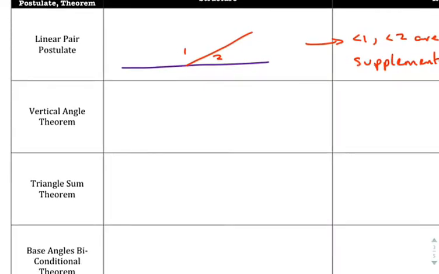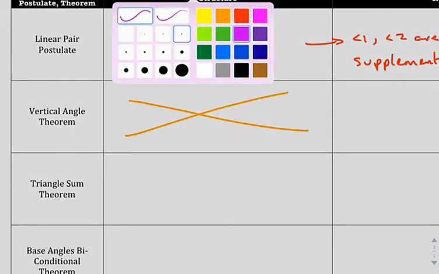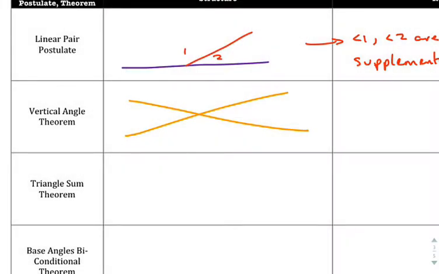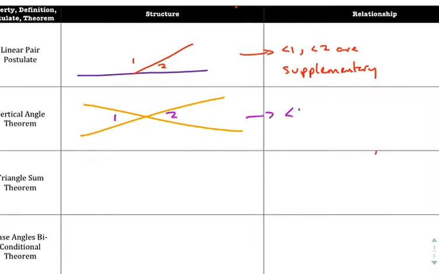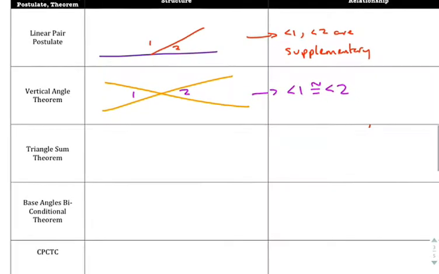Okay, let's talk vertical angle theorem. So vertical angles are the result of an intersection. So we have, let's say, angle 1 here and angle 2 here. This demands that angle 1 is actually congruent to angle 2. That's vertical angle theorem. Triangle sum theorem, well, let's draw a triangle.